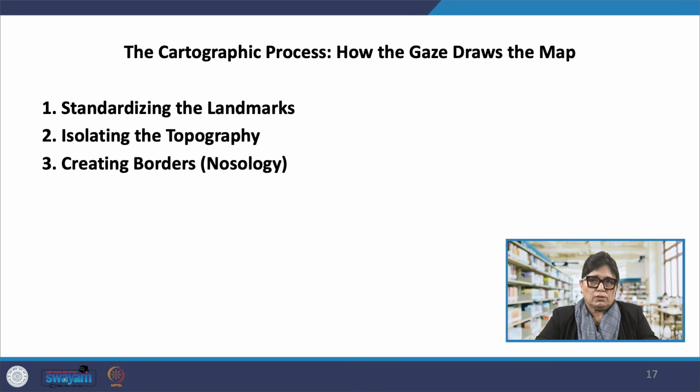The medical gaze ignores the patient's identity. It focuses strictly on organic topography, the height of a white blood cell count, the size of a nodule, or the voltage of a cardiac wave. The second aspect is creating borders, nosology. The gaze draws sharp, rigid lines around fluid human experiences. It dictates exactly where normal baseline terrain ends and where the foreign territory of pathology begins. For example, establishing a strict numerical cutoff line for hypertension or diabetes.